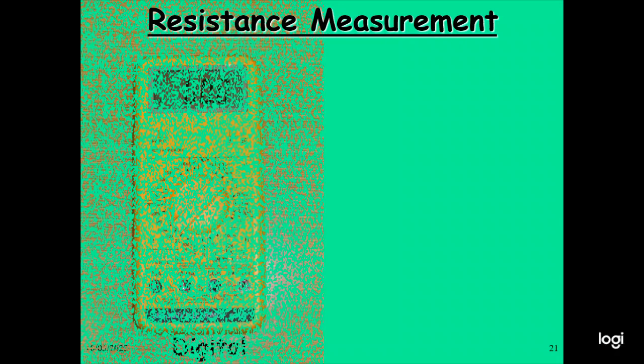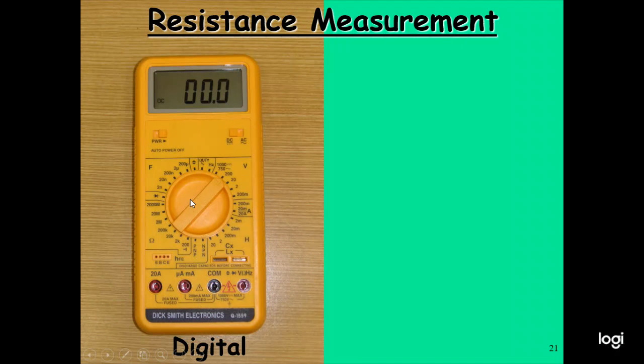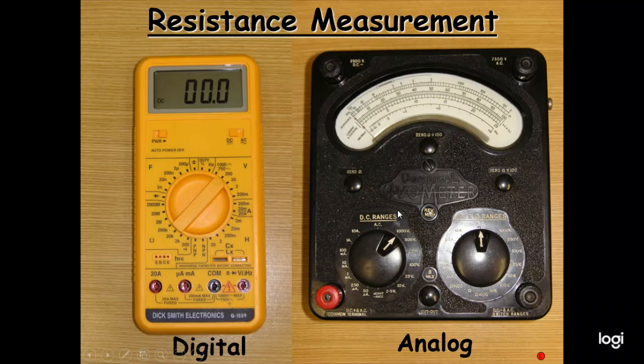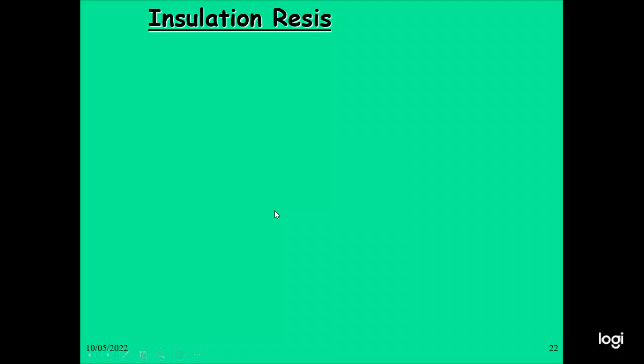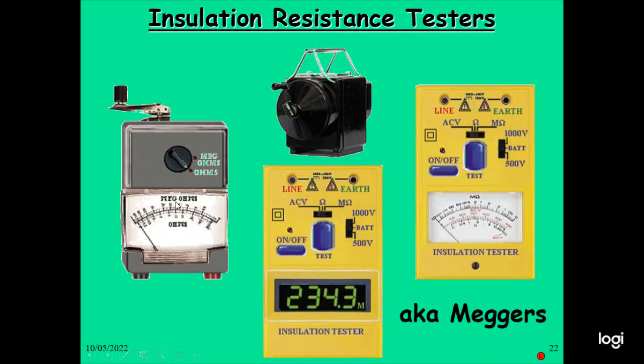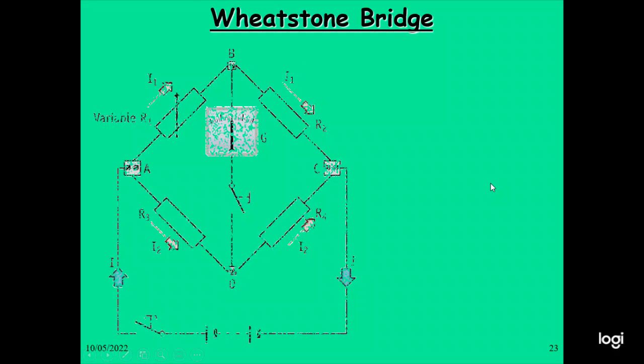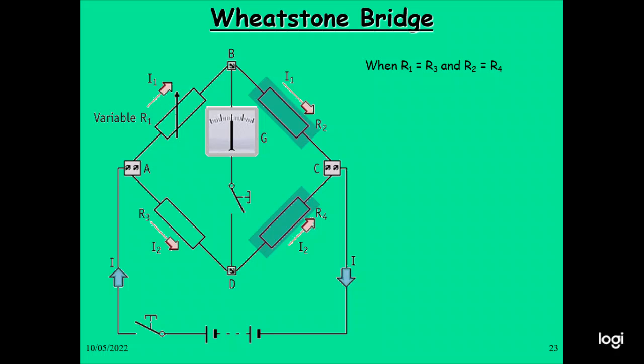So resistance measurement: this is for the digital meter, this is the analog meter. For insulation resistance measurement, we use the megger, which is normally used for the measurement of resistance.